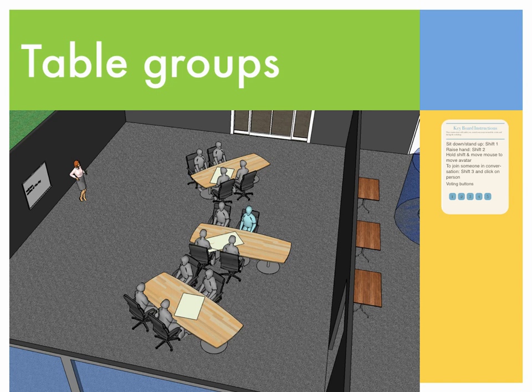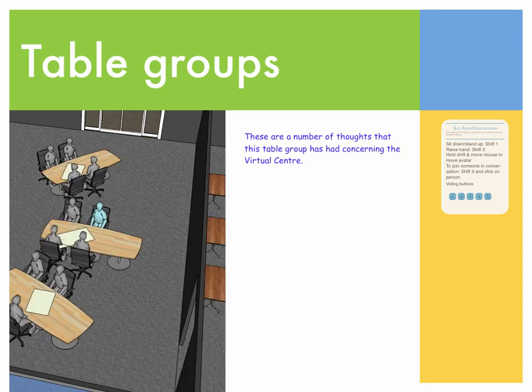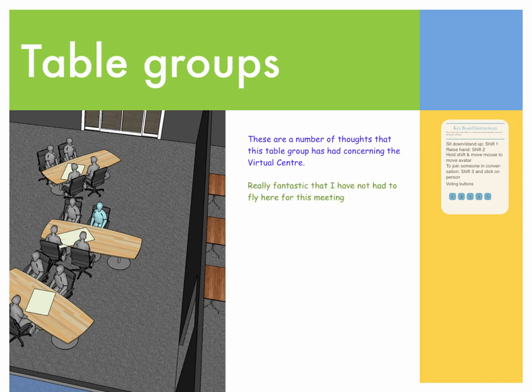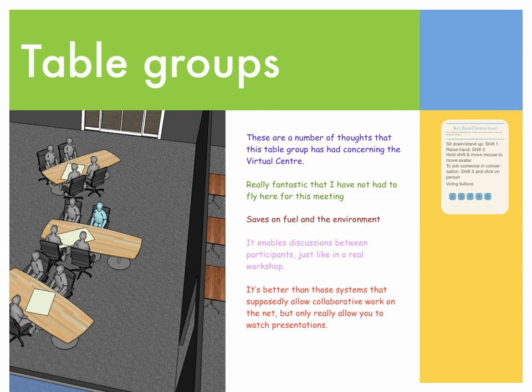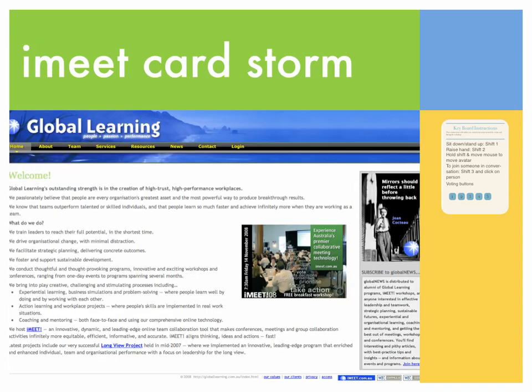As usual, those in the table group will be able to write up what each table participant is saying, capturing all views just as in a face-to-face workshop. As the audio part is limited to just the table group, it enables more people to have their say and hear others. So, as well as table group discussions, other workshop elements could be incorporated. A digitized version of card storming such as developed by Global Learning, could potentially be part of the virtual centre.